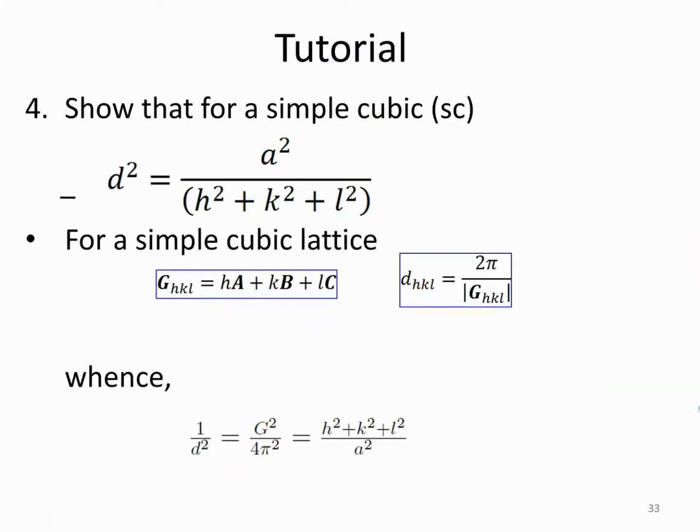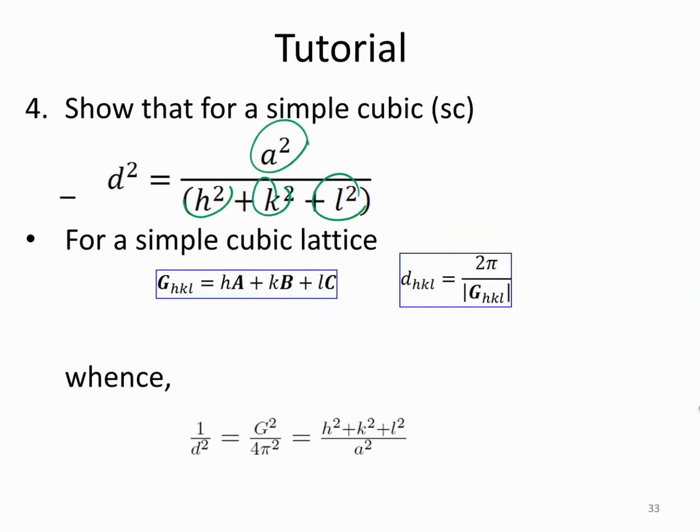Now we proceed to the last question of this chapter. For chapter 4, question 4, I want to show that for the simple cubic, d square, the distance between two planes, equals a square over h square plus k square plus l square. This is the reciprocal, and this is the unit cell length.